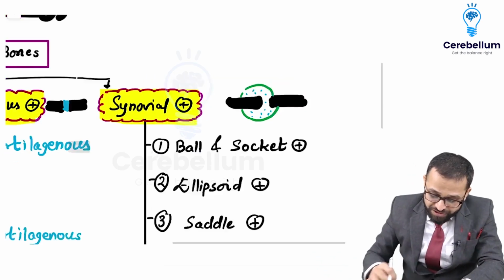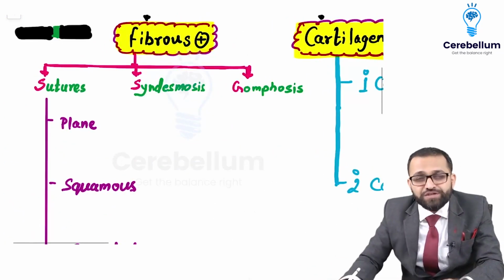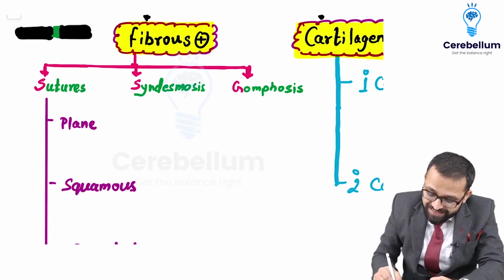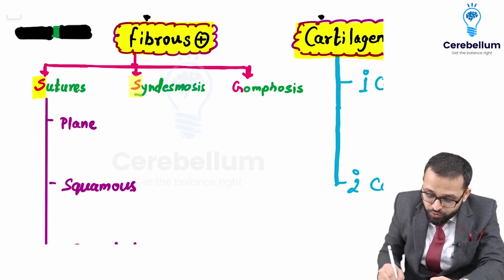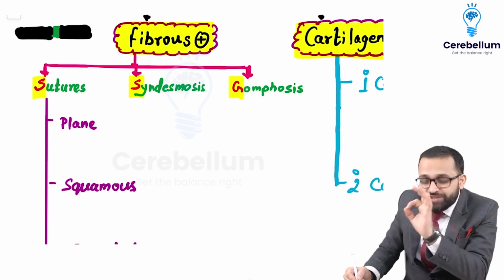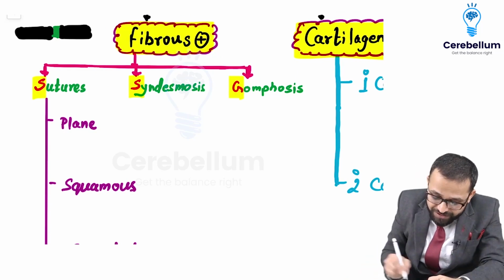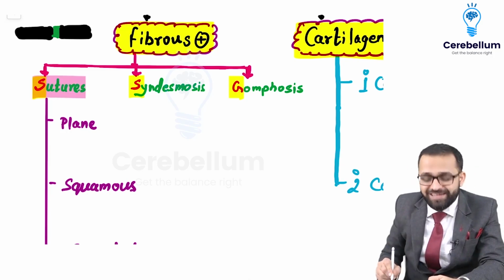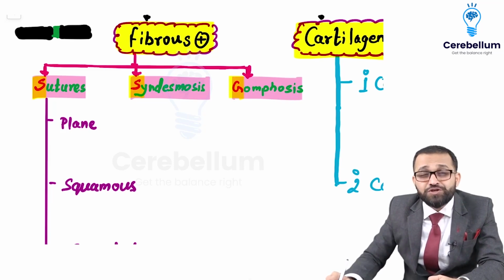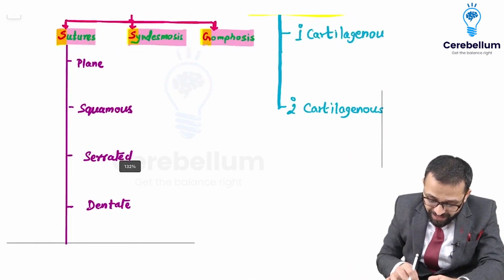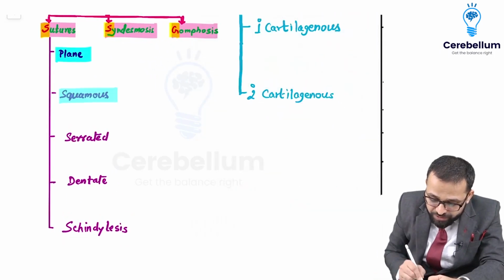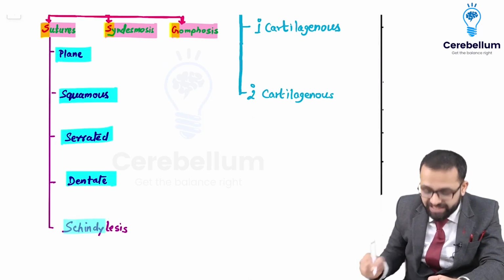Simple. First, we are looking at the fibrous joint. One funny mnemonic to remember the types of fibrous joint is Sa-Su-Ji, Sasurji. S is for sutures, another S is for syndesmosis, and G is gomphosis. So how can you remember the different types of sutures? These are plain suture, squamous suture, serrated suture, dentate suture and schindylesis.